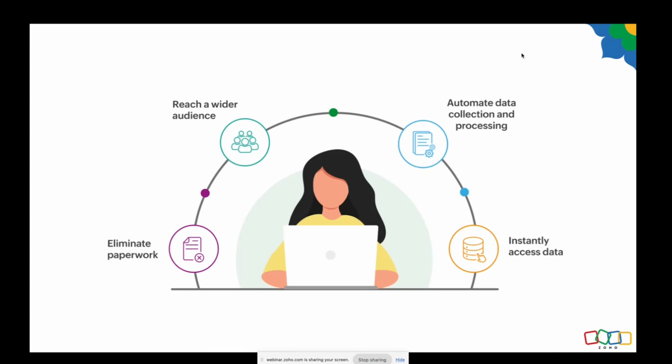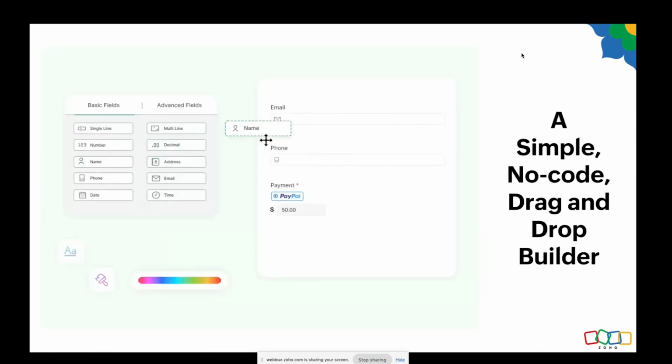To be honest, I've seen a lot of organizations in the past that used to collect data on paper. This Zoho Forms application will reduce the paperwork, eliminate the paperwork, and automate your data collection process. And the ability to access the data will also be instant. Zoho Forms has more than 30 fields that can be dragged and dropped. You can simply customize your form by using the themes and have them embedded on your website.